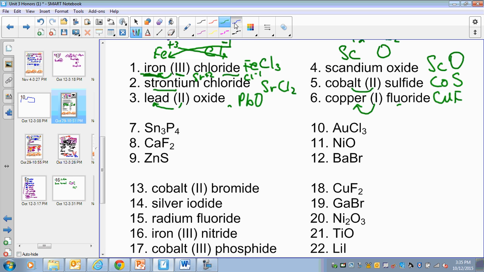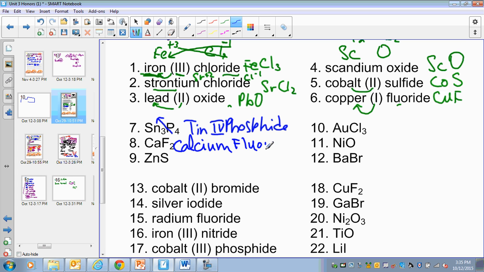So when you are naming the transition metals, tin is also a transition metal. So you have to know, because tin could be 2, tin could be 4. Okay, so I need to know what is the charge of the tin right here. So this 4 must be coming from tin. So I will say tin 4 phosphide. Then calcium is in group 2. Calcium is not a transition metal. So I am not going to use a Roman numeral for calcium. I'll just say calcium fluoride.